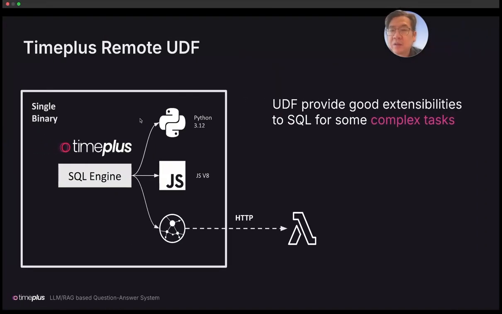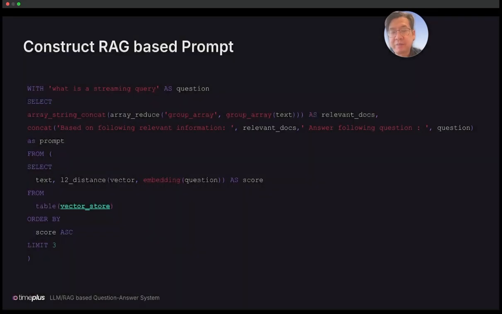Okay, so now I already have this vector search. The next step is that I can construct a RAG-based prompt. As mentioned, RAG is just putting the relevant information into your prompt. So in this case, we run this SQL, and you can see we actually run the search. Here the subquery is just the vector search as I showed.